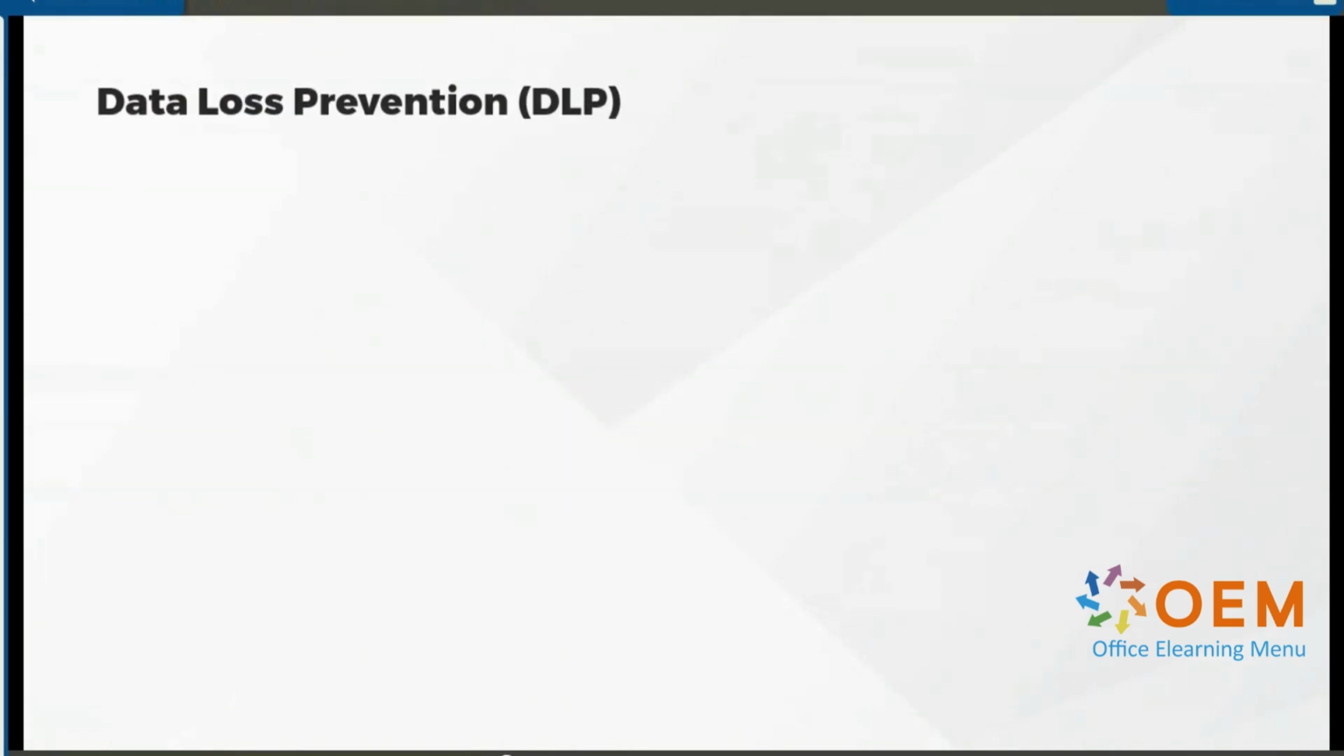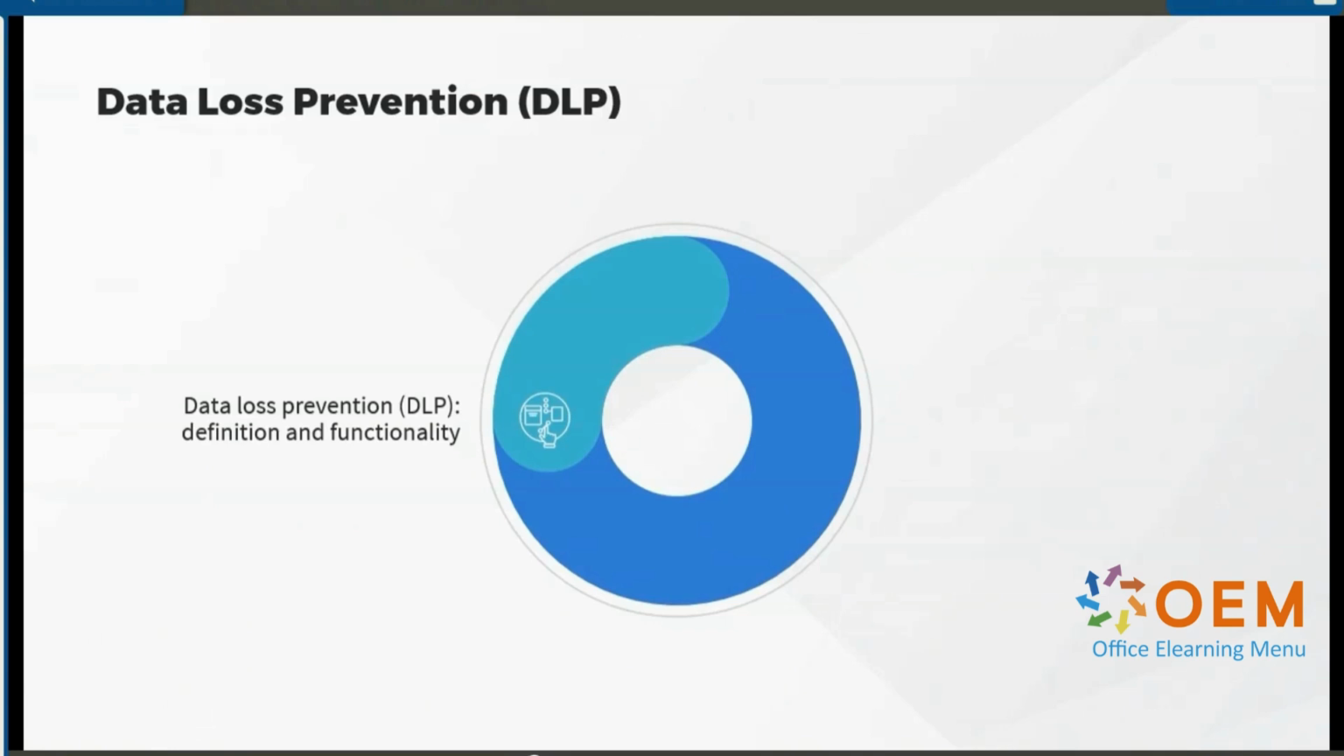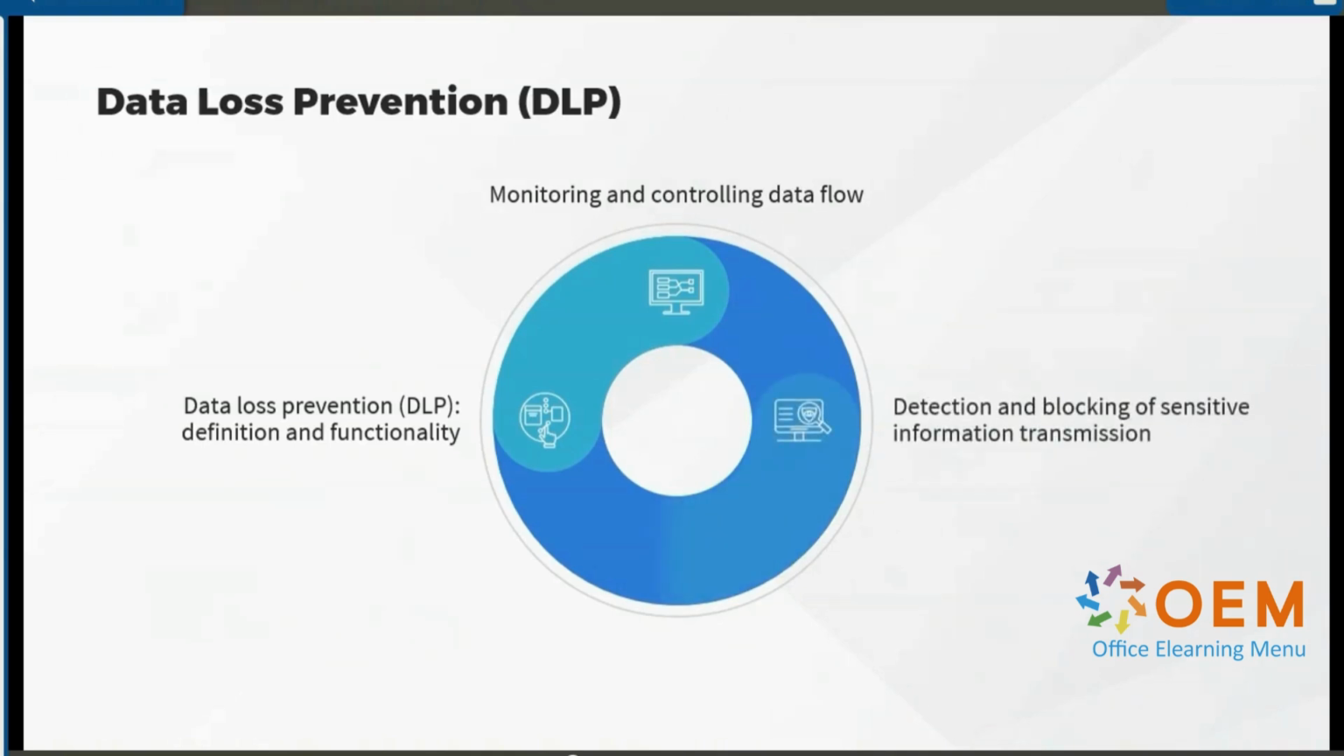Next, let us explore data loss prevention, DLP. Data loss prevention is a set of policies and technologies designed to prevent the unauthorized sharing or leakage of sensitive information. DLP works by monitoring and controlling the flow of data within and outside the organization. It can detect and block the transmission of sensitive information through email, file sharing, and other communication channels. For instance, a healthcare provider might use DLP to prevent the accidental sharing of patient records via email, ensuring compliance with health information privacy laws.